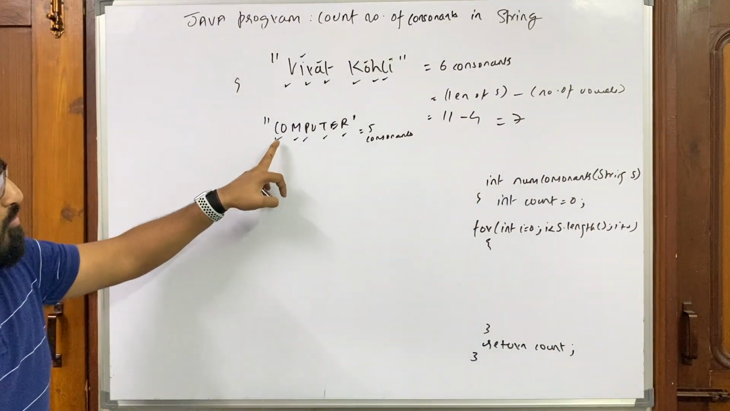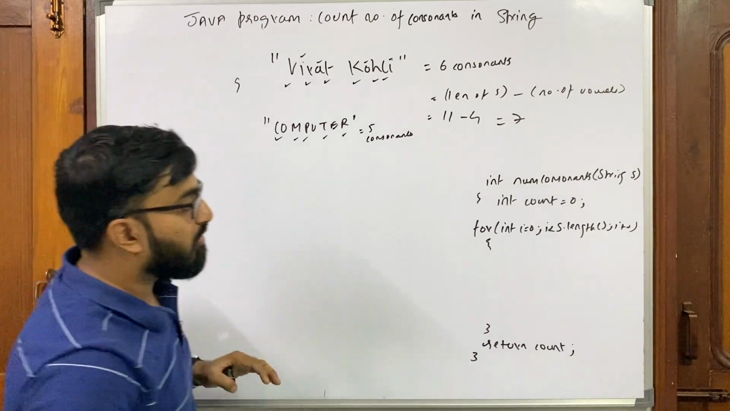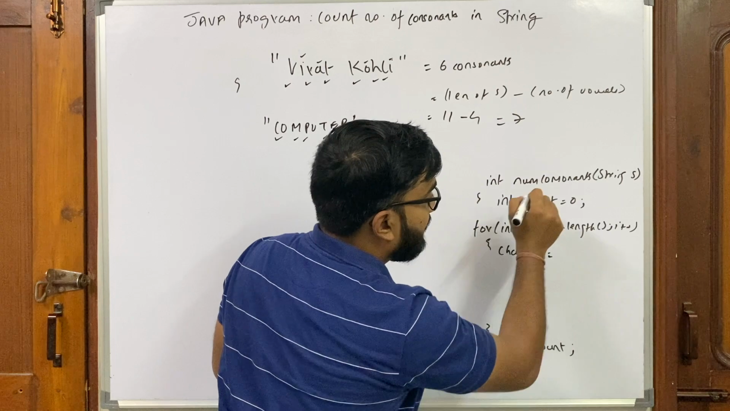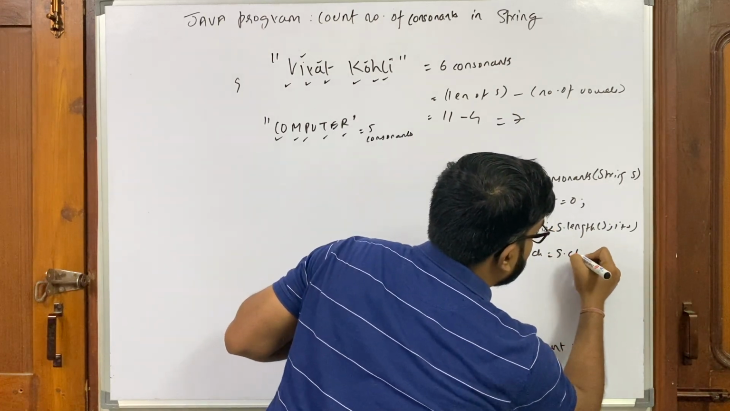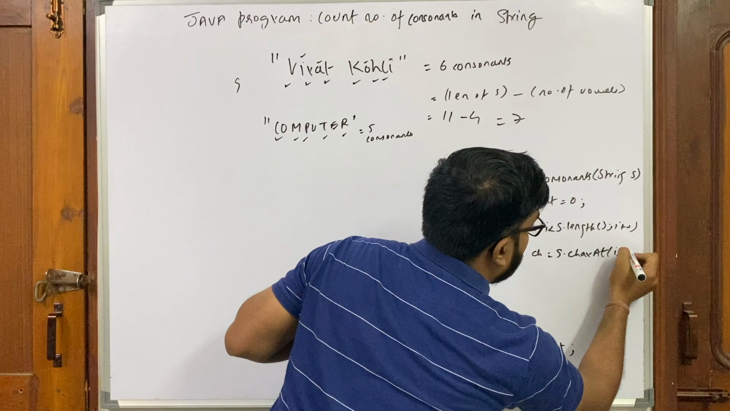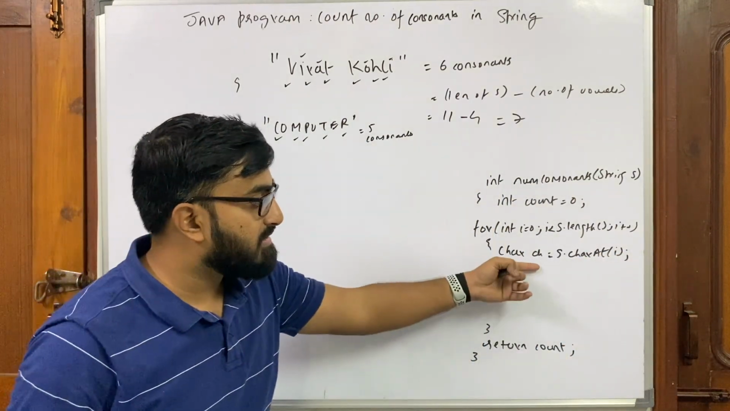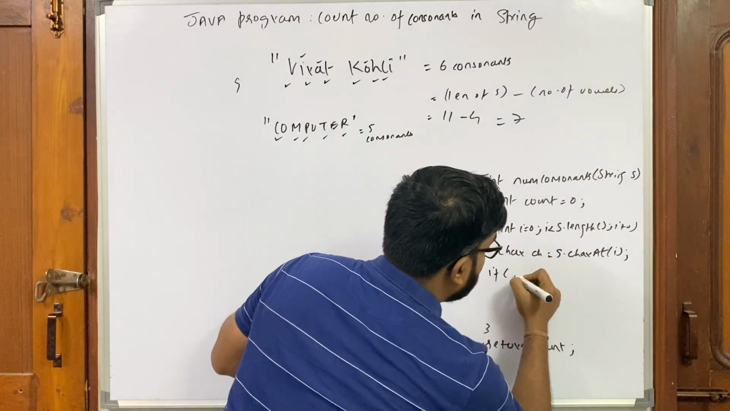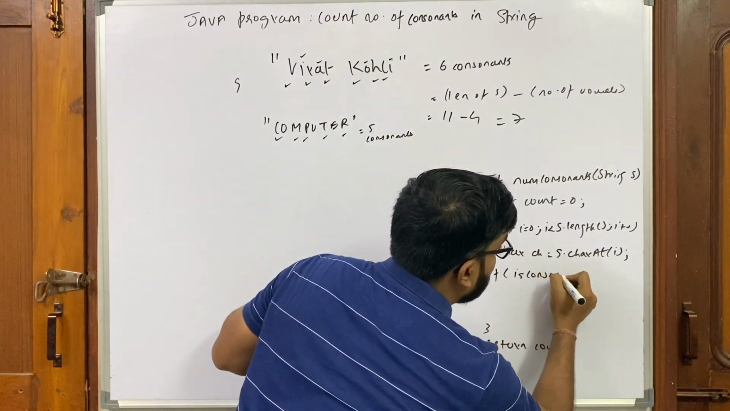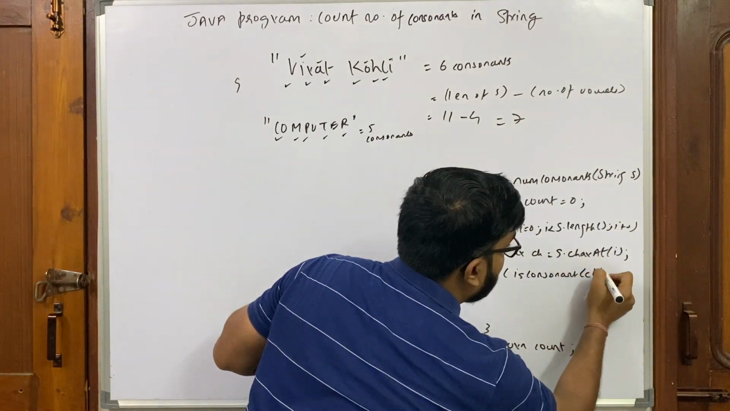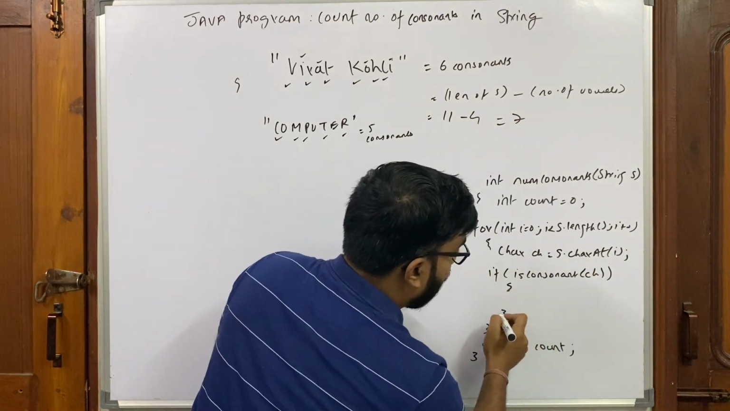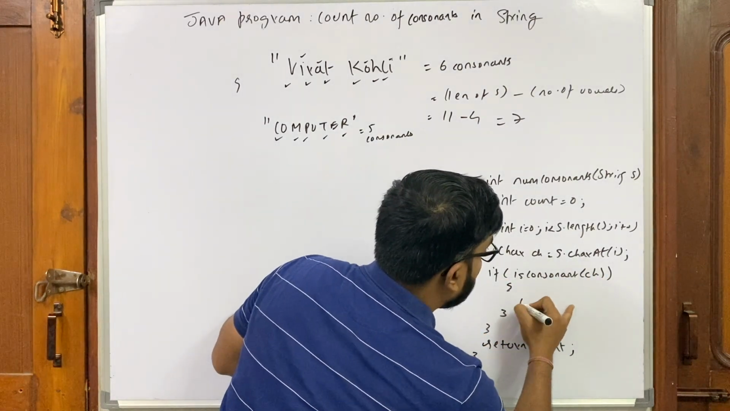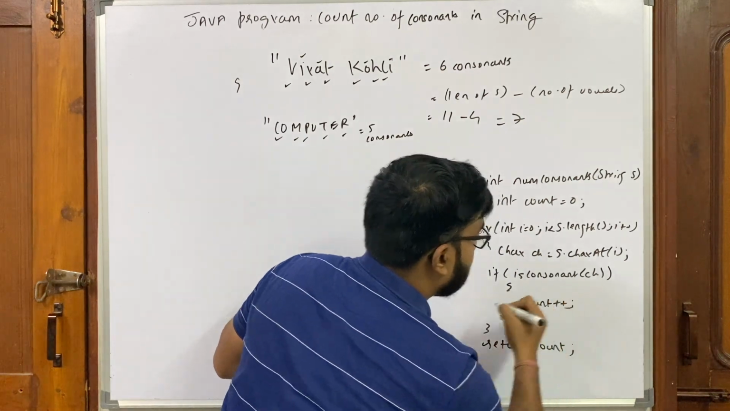We have to pick up each character and check if it is a consonant or not. So I say char ch, and we use charAt to get the ith character in this S. So I say s.charAt(i). Now if this ch is a consonant, this count is incremented by 1. So I will write a function isConsonant that takes a character ch and returns true or false. If this method returns true, this ch is a consonant, so I do count plus plus.